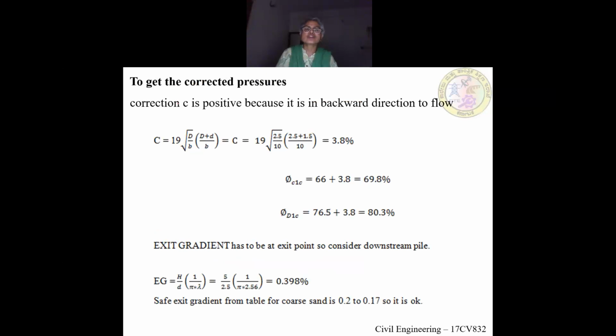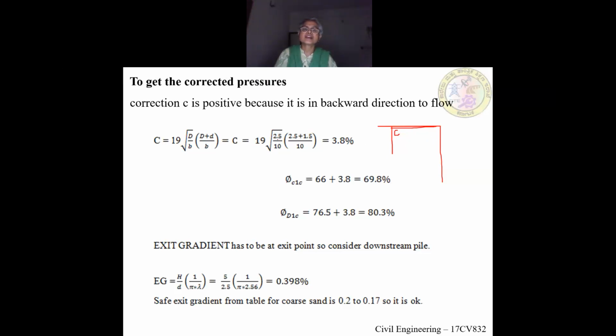So here again you have to apply corrections. The correction is positive because it is in the backward direction. Where is the point C? Point C is in the backward direction. This is the point C. You are making the correction at C, and this pile is influenced by this pile. It is at the rear point, so it has to be positive.